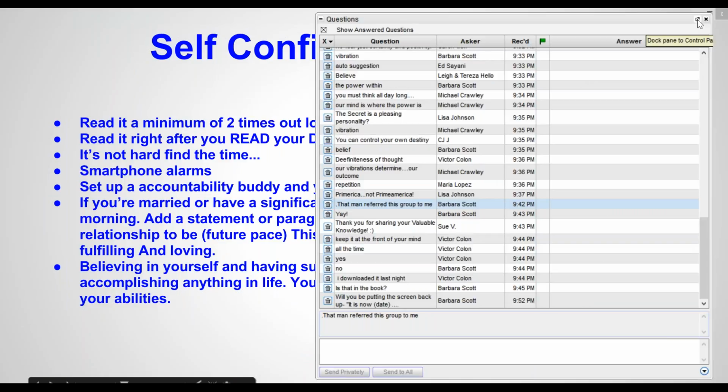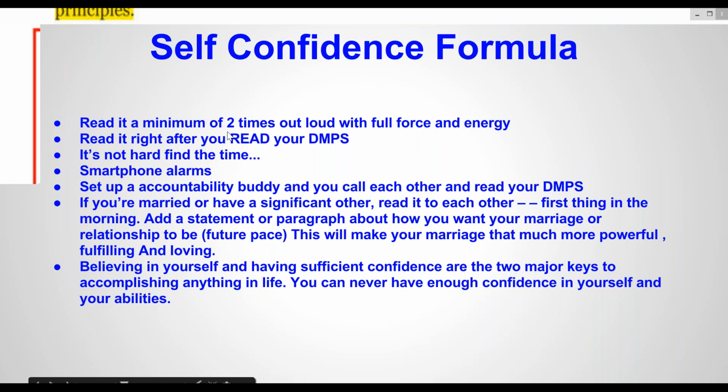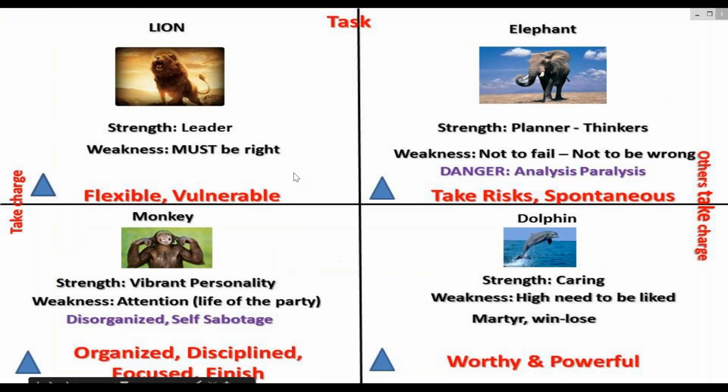And so you must know what your personality type is, and we have videos that will walk you through the personality types so that you can determine. So for example, if you're an elephant personality type, your strength is that you're a planner, a thinker, but you also don't want to fail, so you don't want to be wrong. So what's your danger? Paralysis of analysis. You spend too much time thinking.